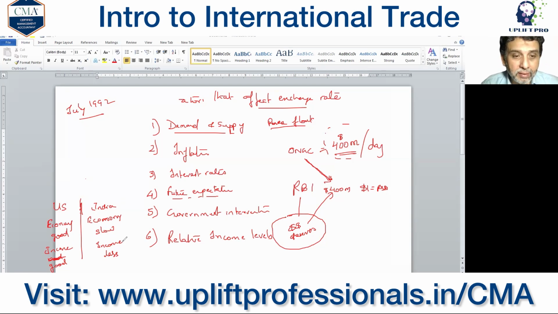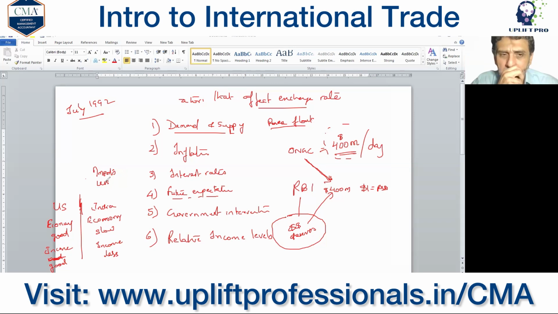Now, income is less in India, right? Its imports will become less. Imports will lag behind exports. Imports will become less because the country is not doing well. If imports become less, the demand for the foreign currency will get less. So when the demand of the foreign currency like US dollars gets less, the US dollar will depreciate. It will go down, like from 83 to 80, because nobody is demanding it.